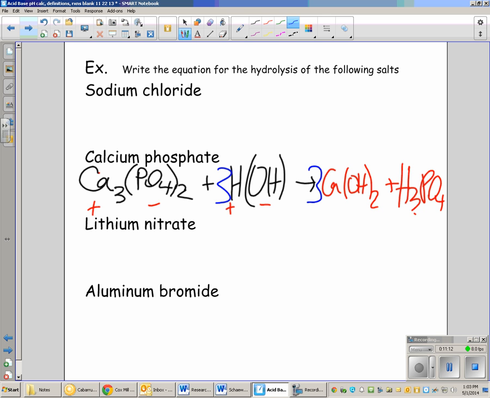see I've got 2 phosphates here? 2 phosphates, I only have how many phosphates over there? 1. So I need to do what here? 2 here. Well, guess what? That screws up my H's. Now I have 6 H's here. So I need a 6 right there.